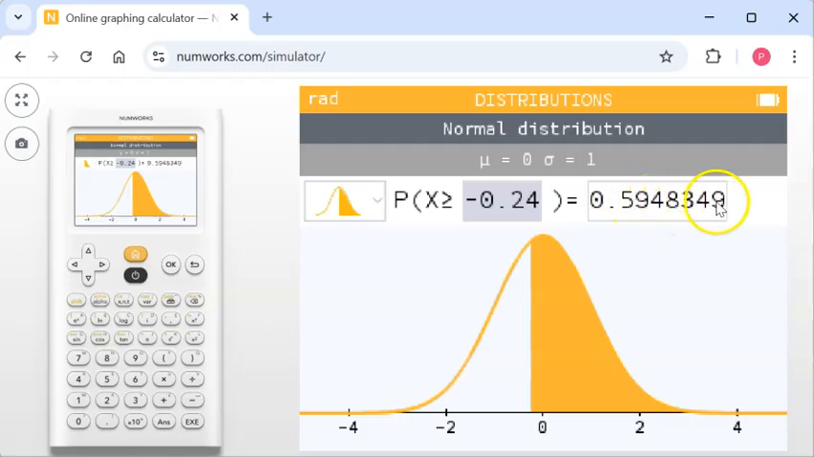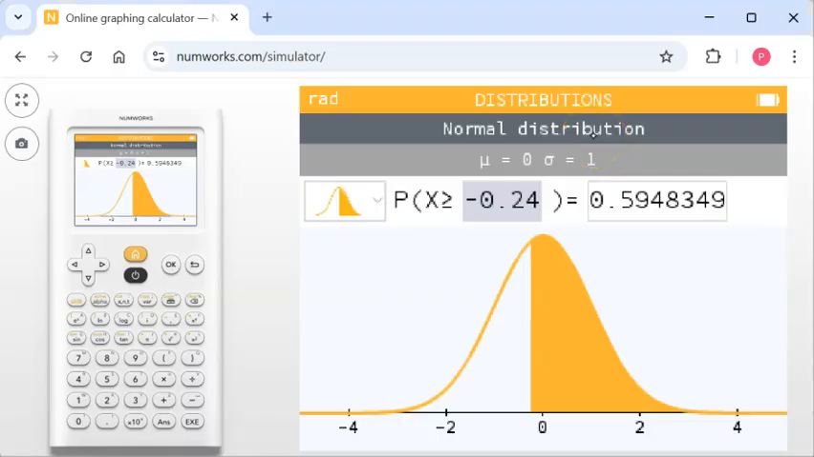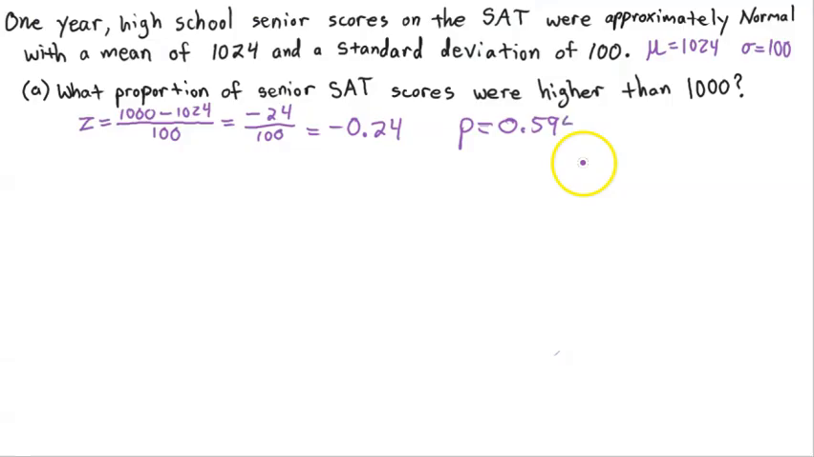Press execute, and it says that the proportion higher than, look, you can see it shaded right here, is 0.5948. And we could even put in 349 if we want to. So P equals 0.5948349. Okay? Let's try another one.